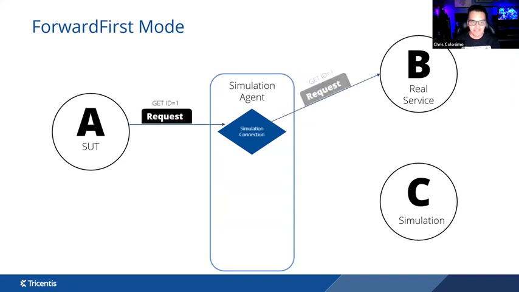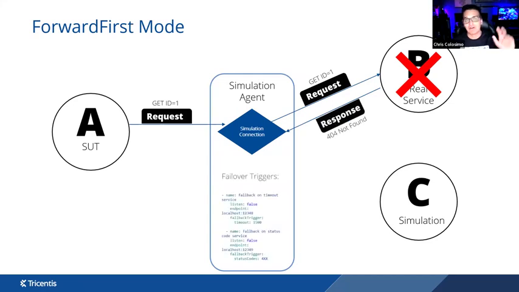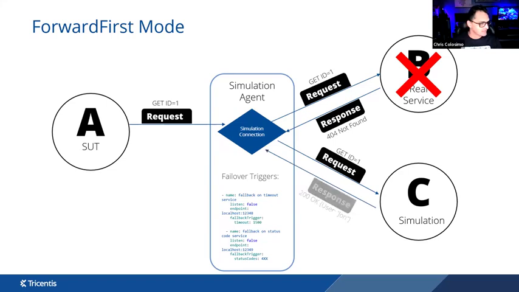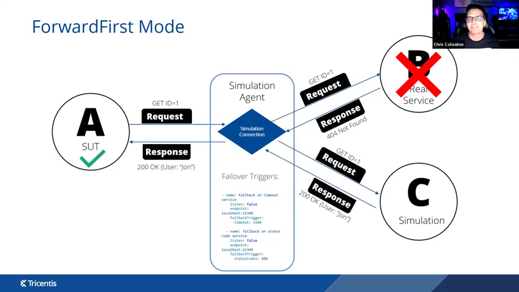Now, we have some other modes that are available. In this particular case, we're going to talk about forward first. Forward first does what it sounds like. It tries to go to the real service. And if the real service doesn't have what it needs, and that's defined by something called a failover trigger, which could be a 404, a SOAP body, or a timeout, something that says this service didn't respond in the way that I expected, then we would forward to simulation, and simulation would respond to us. Think of this as fault tolerance. And this is typically the end result of creating your simulation for stability purposes in the environment.